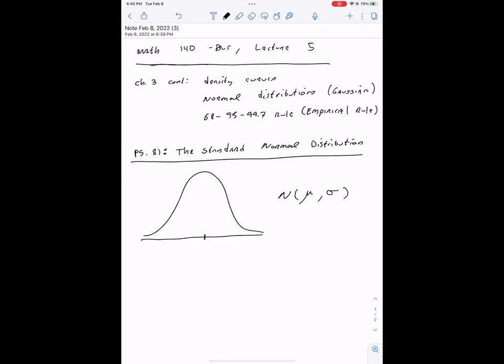The mean is right there in the center, mu, and sigma is then the distance from the mean to the inflection points on either side, where the graph transitions in the center from being sort of like a hill to the sides where it's sort of like a bowl, concave down in the middle and concave up on the sides.